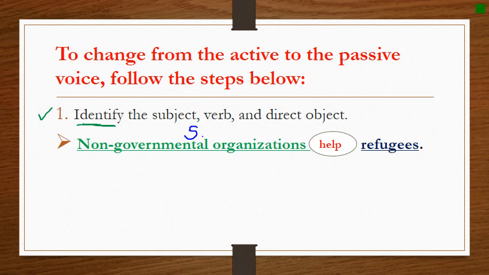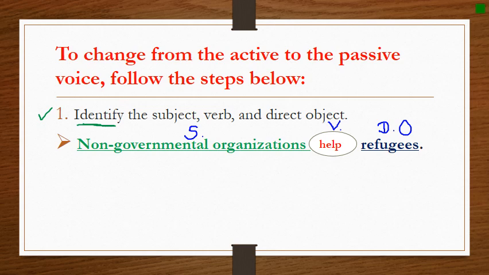Non-governmental organizations. What about them? They help. They help who? Or what? This is my direct object. They help refugees. Refugees are people who had to leave their homes because of war or poverty. Subject, verb, direct object.